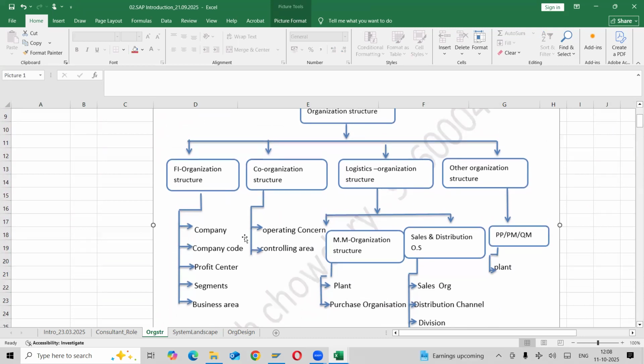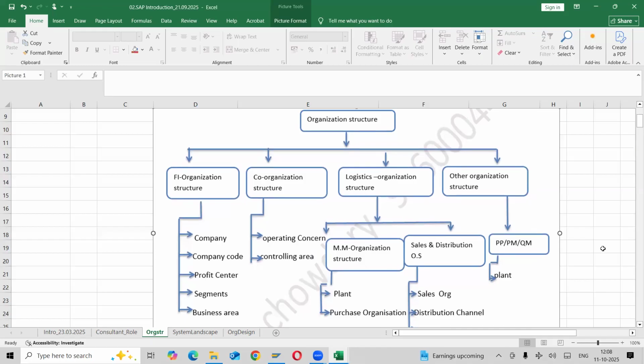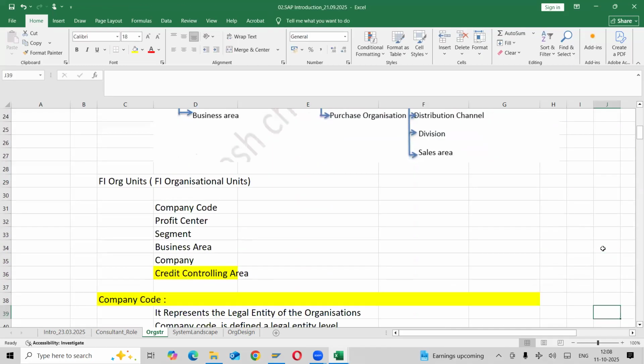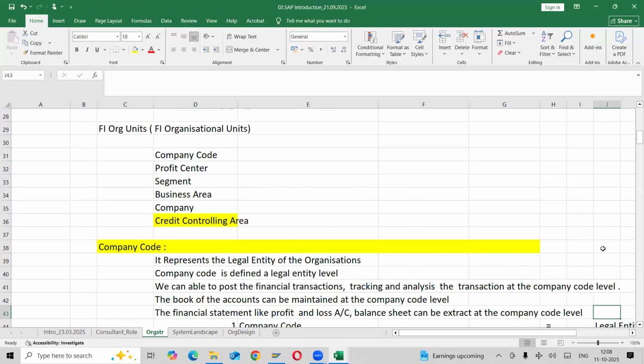When we say company, people will say a group of companies, but it's not a group of companies. Here we are going to discuss our organization structure: company code, profit center, segment, business area, company, and credit controlling area.